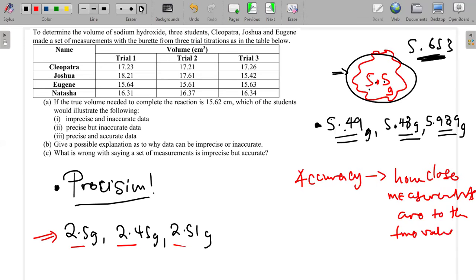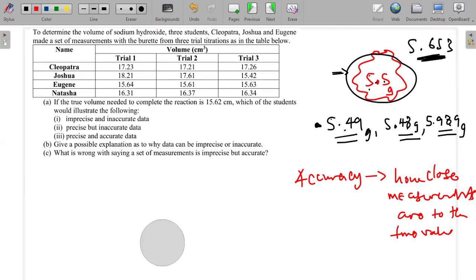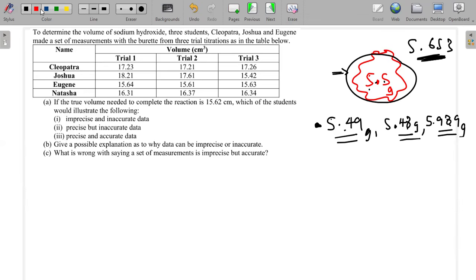Another thing that I have to explain is the two errors that affect accuracy and precision. There are two errors that you have to take note of. They are what we call random errors, and then there are what we call systematic errors. So what are random errors and what are systematic errors?